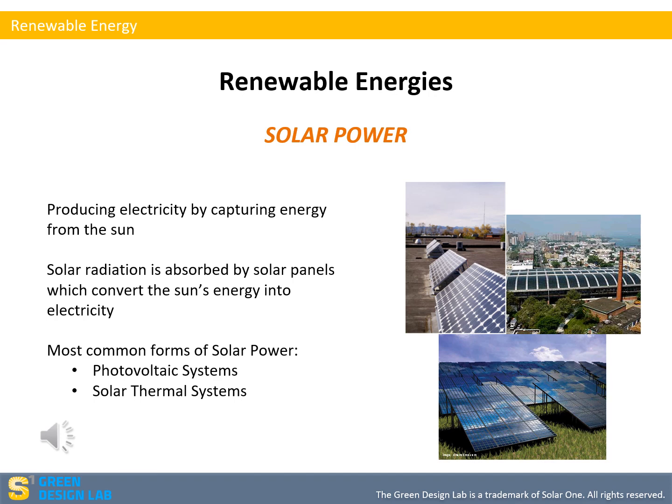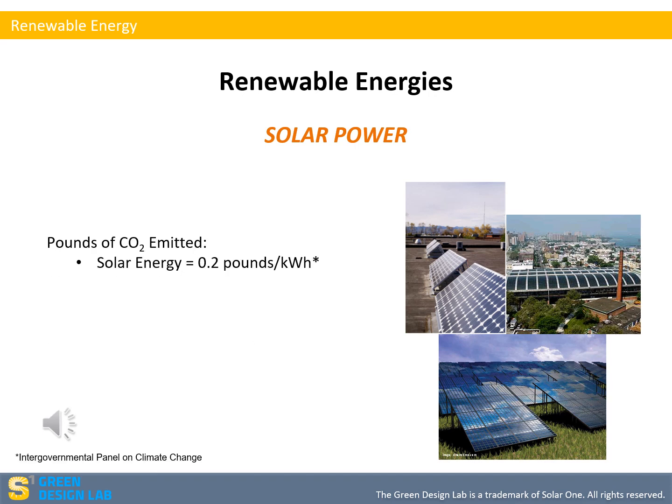The most common forms of solar power are photovoltaic systems, which convert sunlight directly into electricity, and solar thermal systems, which capture heat energy from the sun to use as thermal energy or to produce electricity. Solar power can emit up to 0.2 pounds of carbon dioxide per kilowatt hour.